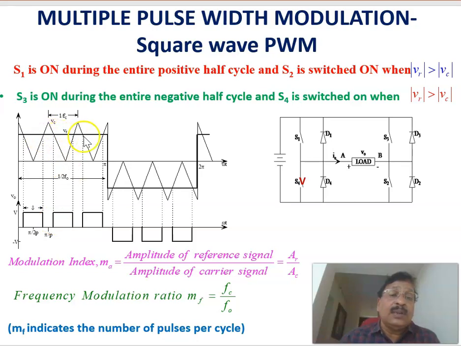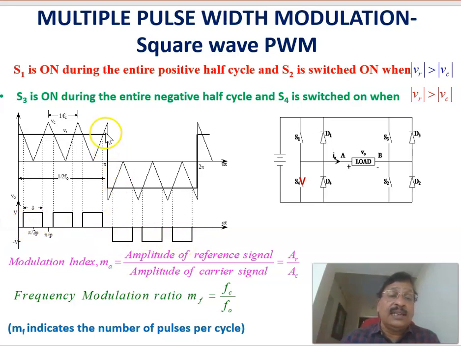Again during this region, the reference signal VR is more than the carrier signal, the triangular signal here. Again, you are giving the switching signal to S2. Then you will be getting plus voltage across the load. That is repeated. Therefore, looking at this, you can see that there are three pulses in this half cycle. Three pulses are getting in this half cycle.